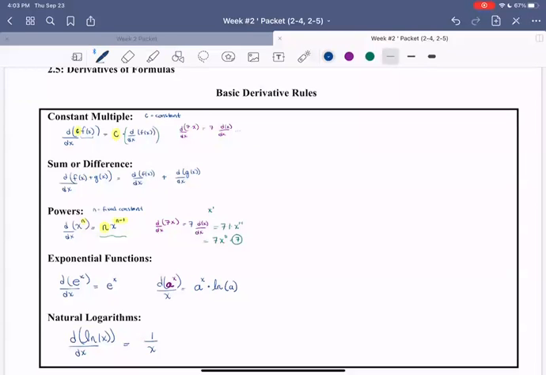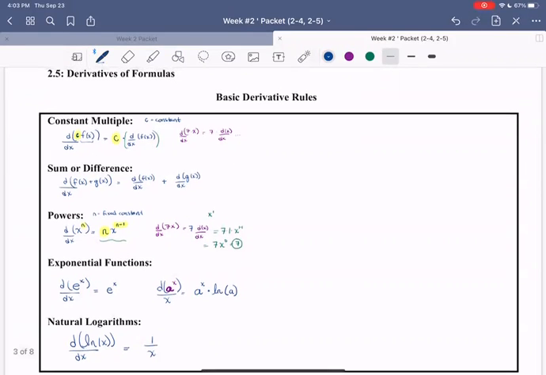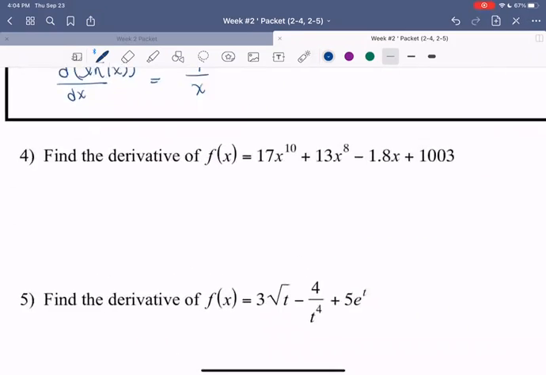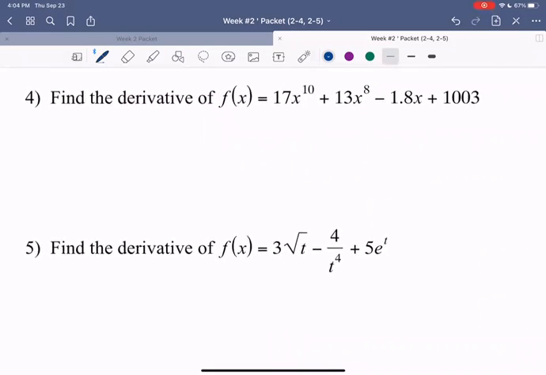Hello, everyone. In this video, we're going to continue our notes on section 2.5, derivatives of formulas. And now we're going to get into some examples. So let's take a look at number 4. Find the derivative of this function f of x given here. I'll encourage you to pause the video at this point and work out this derivative on your own first. And when you're ready, let's compare answers.